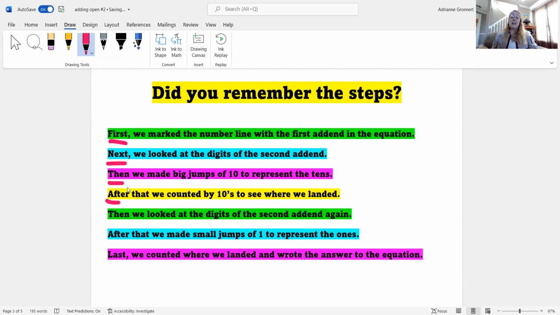After that, we counted by tens to see where we landed. Then we looked at the digits of the second addend again. After that, we made small jumps of 1 to represent the ones. Last, we counted where we landed and wrote the answer to the equation.